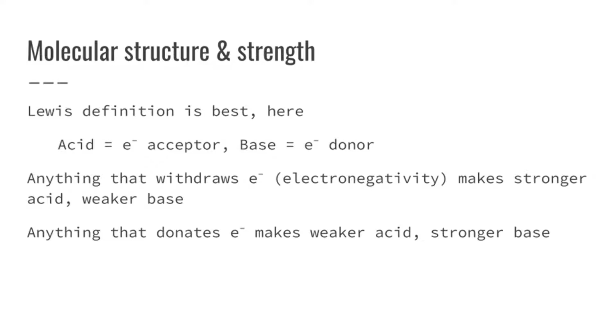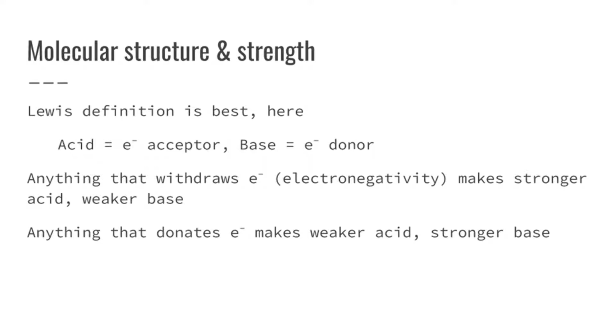So, remember, an acid is an electron pair acceptor and a base is an electron pair donor. So anything that withdraws electrons from a place will make it a stronger acid and a weaker base. Anything that donates electrons will do the opposite, make a weaker acid and a stronger base. Meaning that if you have a region A that withdraws electrons from region B toward itself, then region B will be a stronger acid. And anything that donates electrons, anything that increases electron density, is going to make a stronger base.